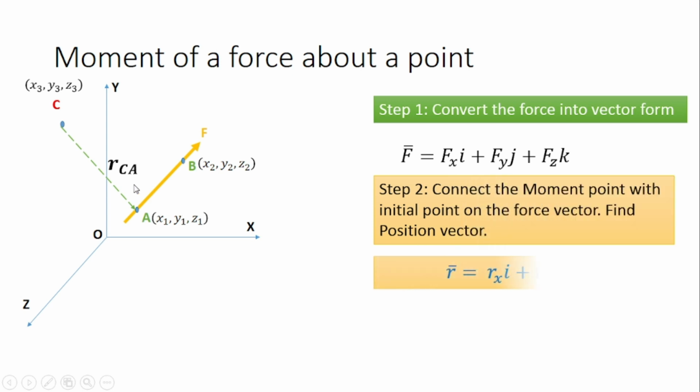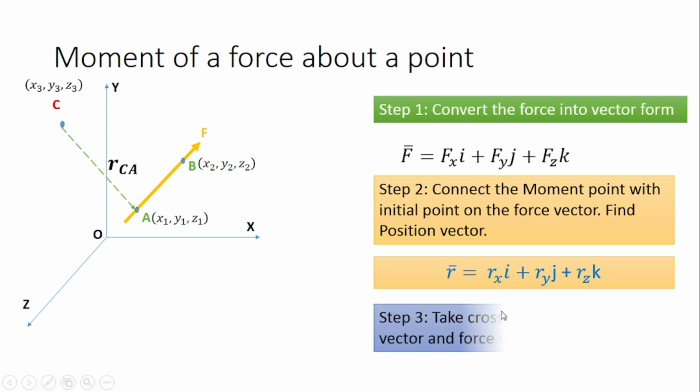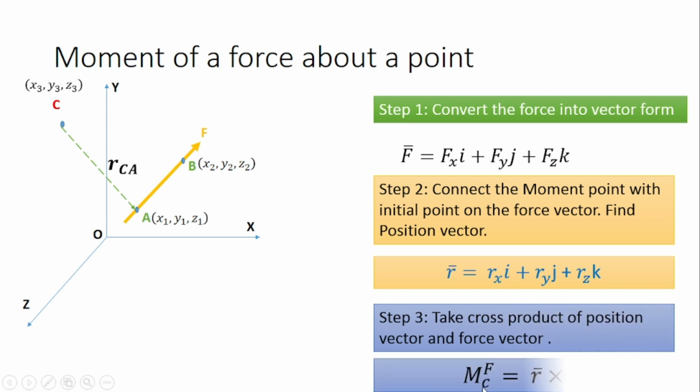So find the vector form of this position vector, that is Rxi plus Ryj plus Rzk. Then take the moment. So we'll take the cross product for the moment. So moment of force F about point C is equal to position vector cross product of force vector, right?